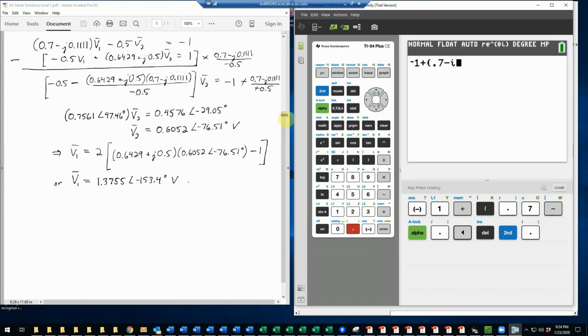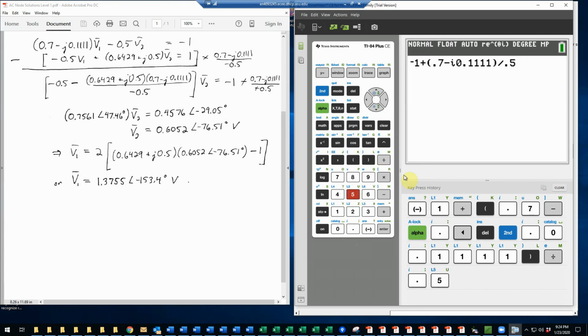So that's i 0.111, close parentheses, divided by 0.5. And that should be the complete expression, so I just click enter, and that will give me this number I've written here, the 0.4576 rounded to 4 digits. And again, it's good to carry along at least 4 digits in everything when doing complex numbers to avoid round-off error, because it's very easy to get round-off error with complex numbers. And then the angle is going to be, since I'm in the degree mode, negative 29.05 degrees.